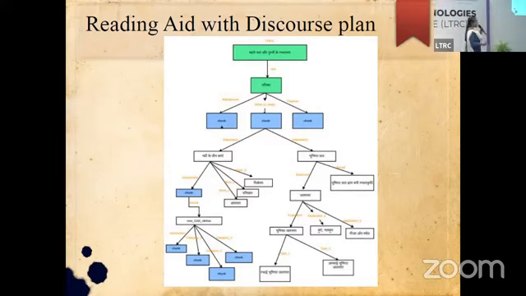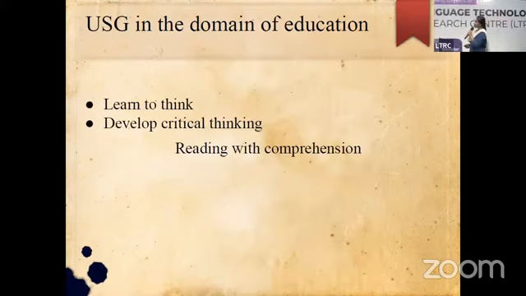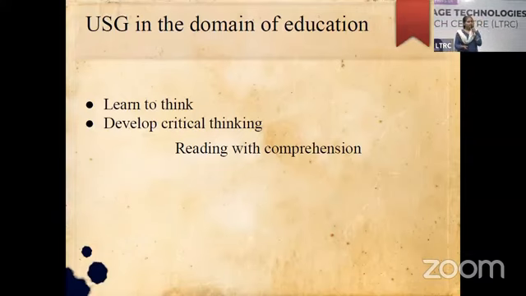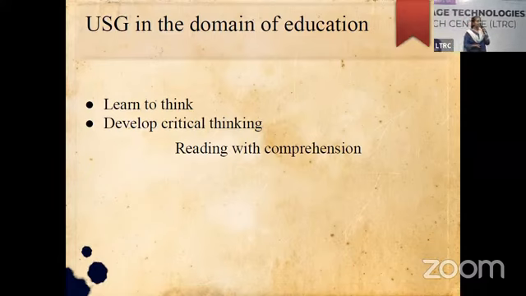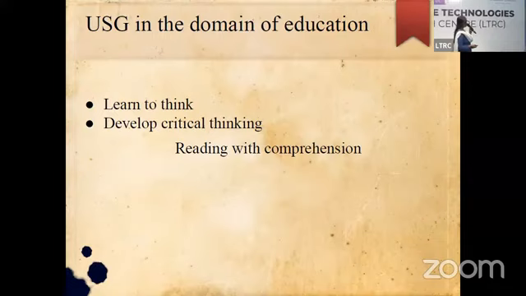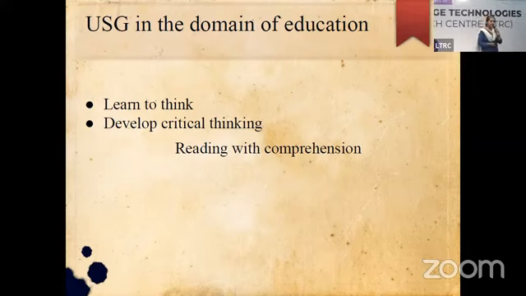If I can develop this kind of structure, a discourse plan, for the children to access, we think that would be interesting. A child gets a bird's eye view of the whole chapter. This is what we are doing in the domain of natural language processing. But as I told you, universal semantic grammar has a much larger goal, which is in the domain of education. In education, the vision is to learn to think and develop critical thinking, and the milestone is reading with comprehension.